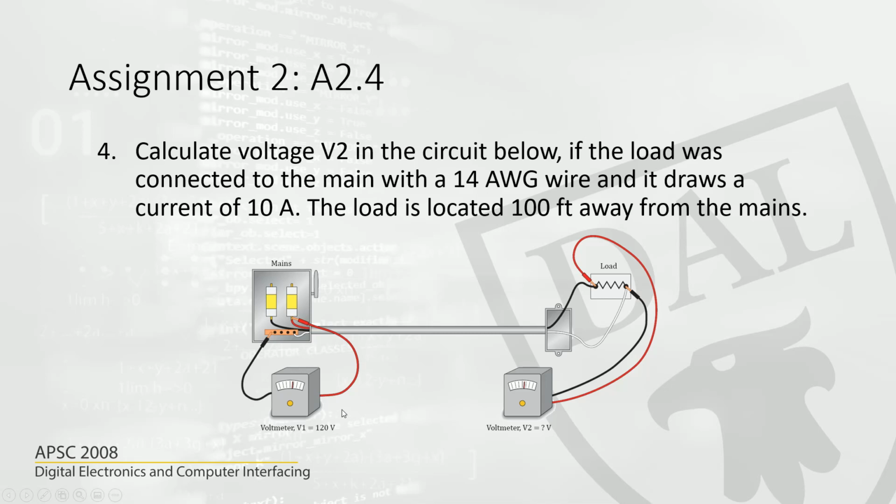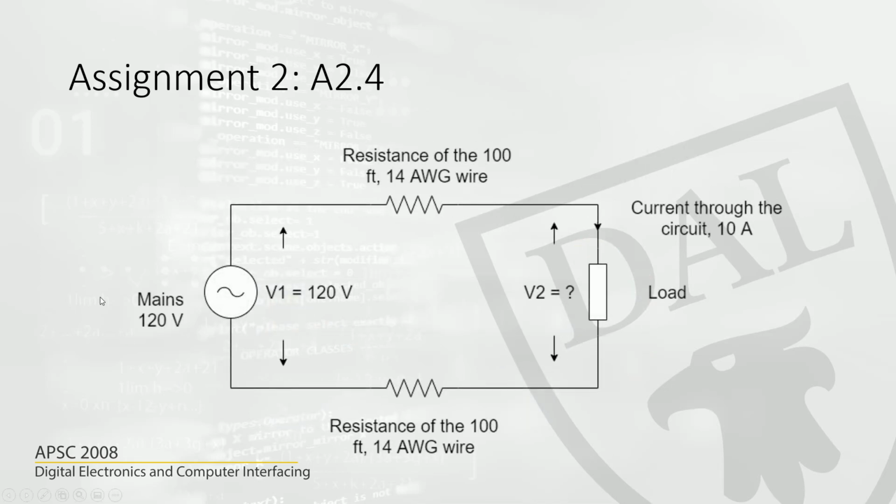So let's say here is the mains, and then you run a wire to a load, like this might be a socket, and then you have a resistive load here, and this one draws 10 amps of current. So what is the voltage drop here? This is a simple circuit I've given you to calculate the voltage drop.